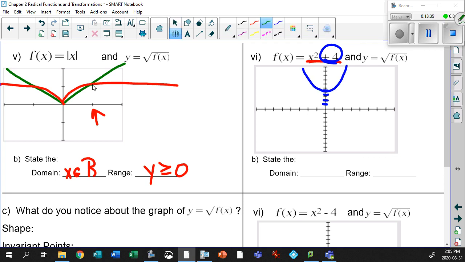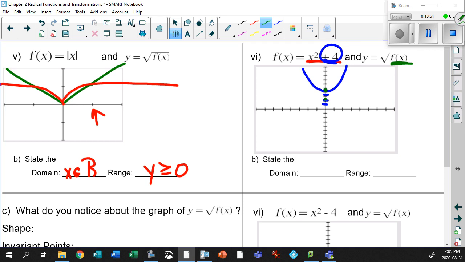Well, honestly, let's think about this for a second. We started at this point right here, right? We started at 4. This just means take the square root of it. So what is the square root of 4? Oh, that's easy. That's 2.